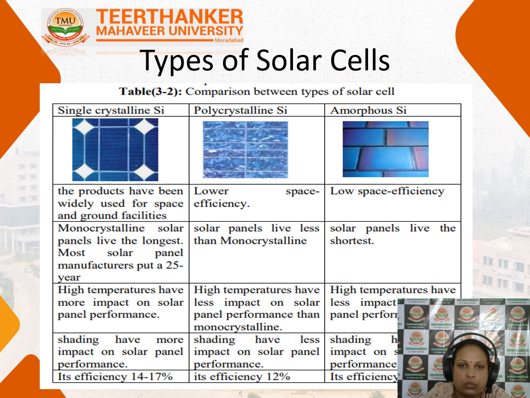You can see that single crystalline silicon has good use in space and ground facilities. Here less space is required and efficiency is high. Amorphous silicon solar cells have a low efficiency. Monocrystalline solar panels are long lasting, and last around 25 years. But the polycrystalline life is not that much as compared to the monocrystalline, and the amorphous silicon solar cells' life is very short as compared to the other two.